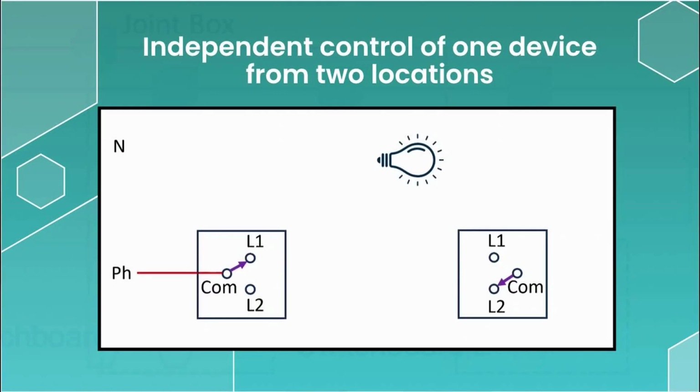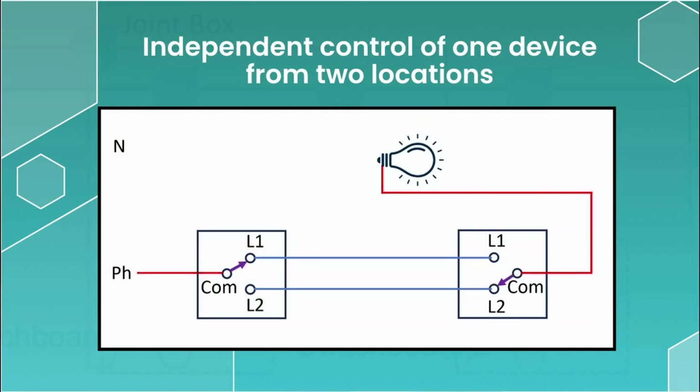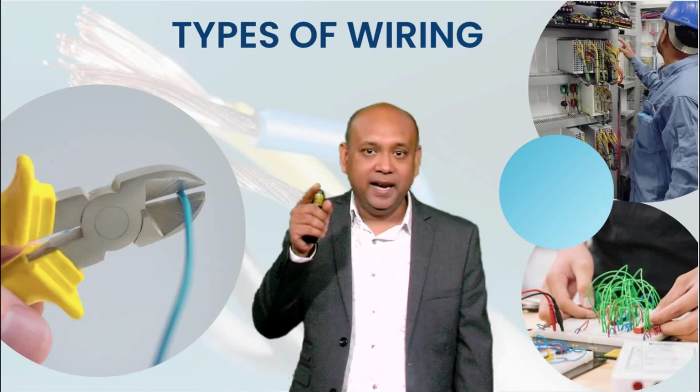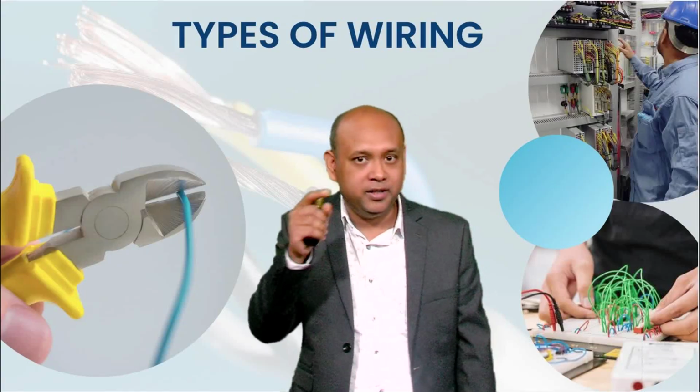The phase wire is first connected to the common terminal of switch number 1. Then the L1 terminal of switch 1 is connected to the L1 terminal of switch 2. Then the L2 terminal of switch 1 is connected to the L2 terminal of switch 2. The common terminal of switch 2 is then connected to the lamp. The neutral wire is then connected to the other terminal of the lamp. This completes the circuit.